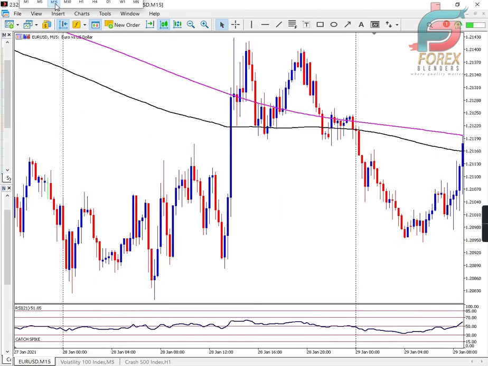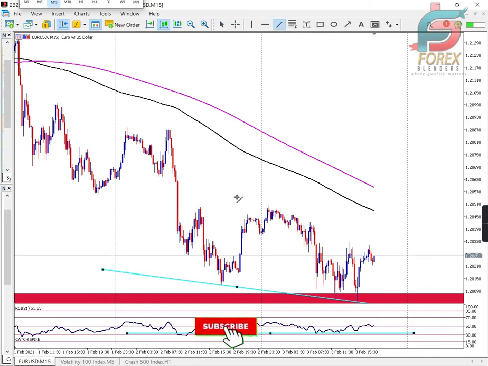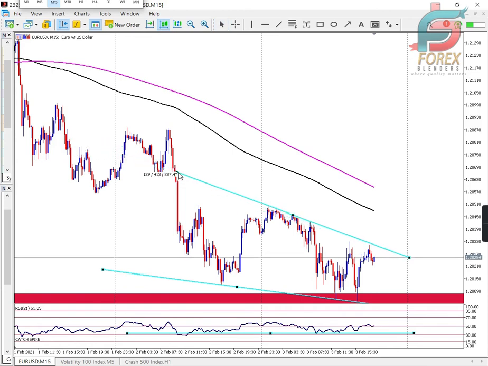We narrow down to 15 minutes now. So on 15 minutes, if you are a trend line trader, you can draw a nice trend line here, touching as many points as possible. So make sure it's touching as many points as possible. So this will be my trend line here, touching this point, touching this point, touching this point, and touching that point. So this is my trend line.